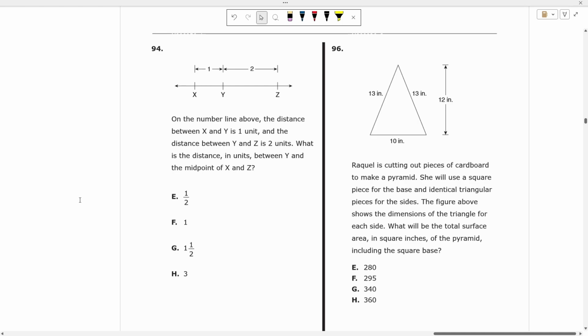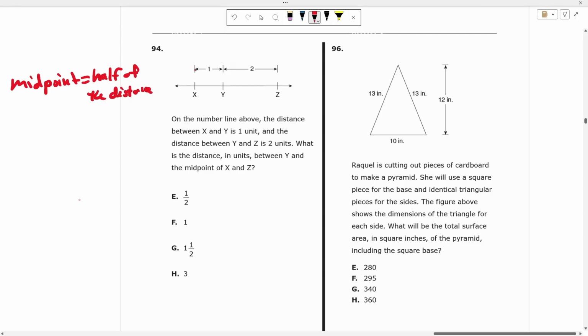94 says, on the number line above, the distance between X and Y is 1 unit, and the distance between Y and Z is 2 units. What is the distance in units between Y and the midpoint of X and Z? Okay? So the midpoint of X and Z is going to be half of the distance. And that's always going to be a rule. The midpoint is equal to half of the distance.